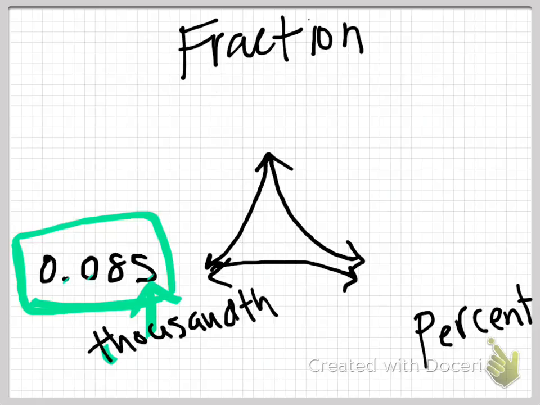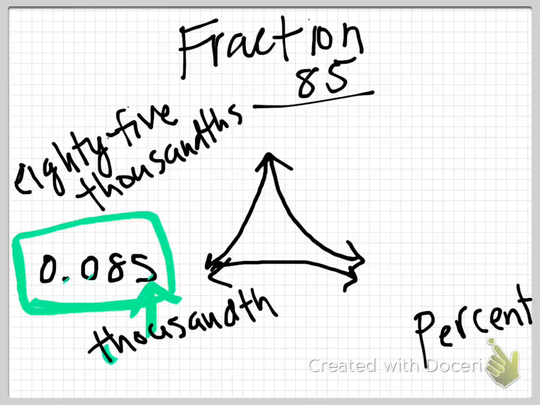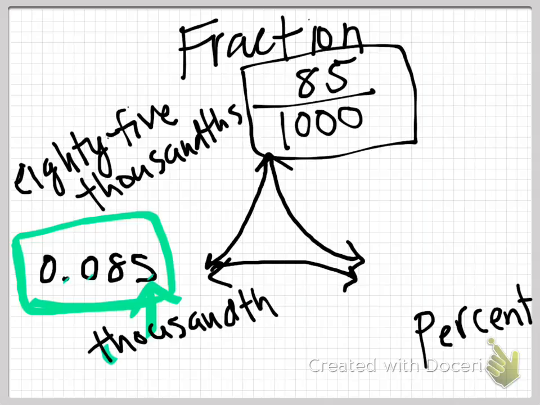So how do you say this number? You would say it 85 thousandths. Okay? Well, how is that going to help me? That's going to help me write my fractions. 85 over 1,000. That's how I would write it into a fraction.